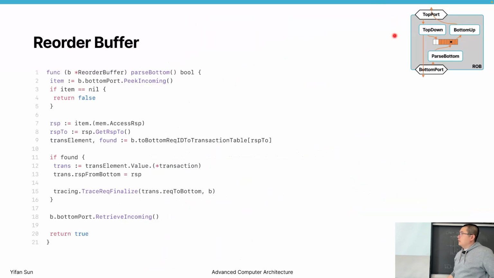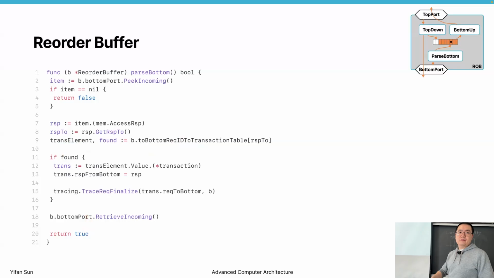Then let's look at the other two. I don't have annotation here. Parse bottom. It's basically the same principle. It's probably even simpler. When we parse bottom, we first pick from bottom port. Okay. If there's no response, nothing we can do. Return false. Otherwise, we get a response. This get response tool gets a string which is an ID of the original request that we sent to the bottom. And using this ID, we can use this map to find this transaction element, right? If we don't find it, simply discard it and return true.